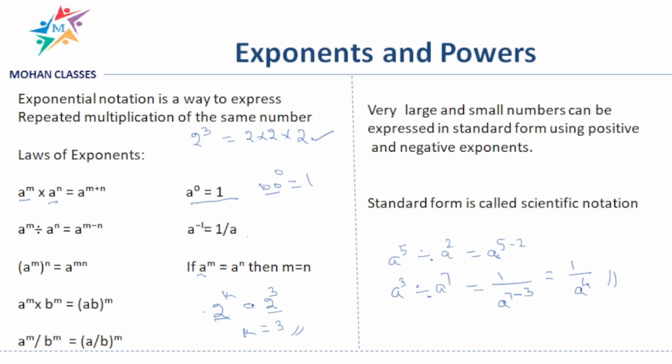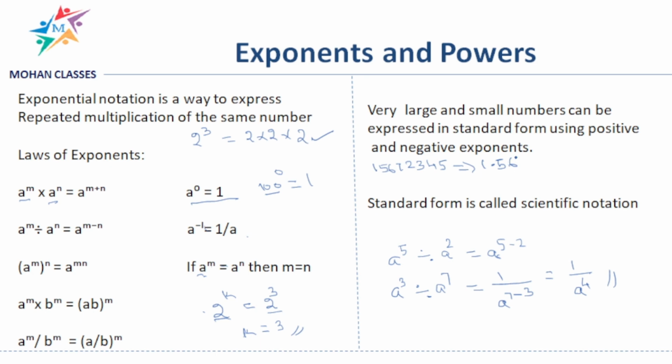Okay. Now these exponents and powers will play a major role in representing very large numbers and very small numbers in the standard form. That standard form we can call scientific notation. Suppose you have a very big number, 1, 5, 6, 7, 2, 3, 4, 5, like that. How will we represent it in the standard form? We have to take only one digit in the unit place, and write the other numbers after it.